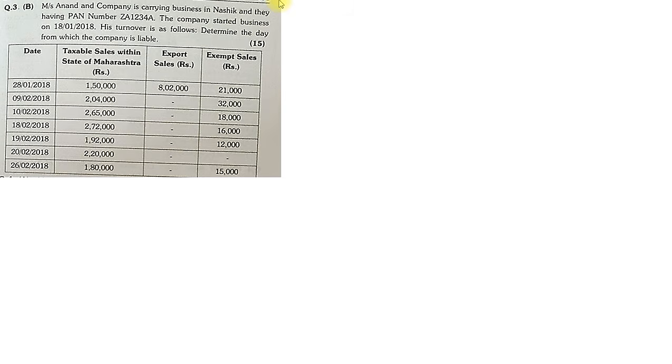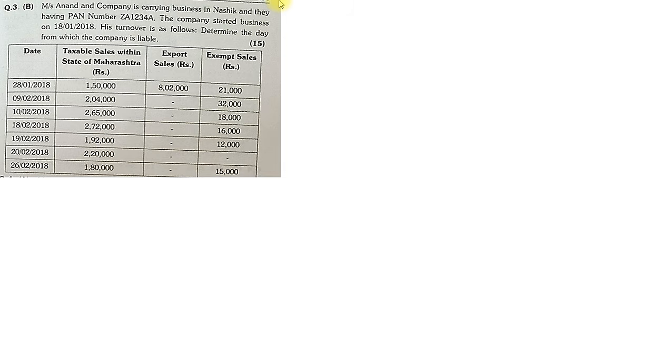Okay, next question is again that Messrs. Anand and Company is carrying on business in Nasik and they have the PAN number given. The company started the business on 18 Jan 2018. Its turnover is as follows. Determine the day from which the company is liable. Now the company is from Nasik. Nasik comes under Maharashtra, that is another state.